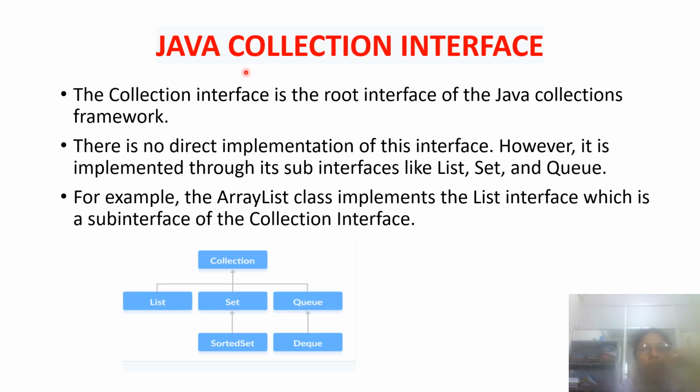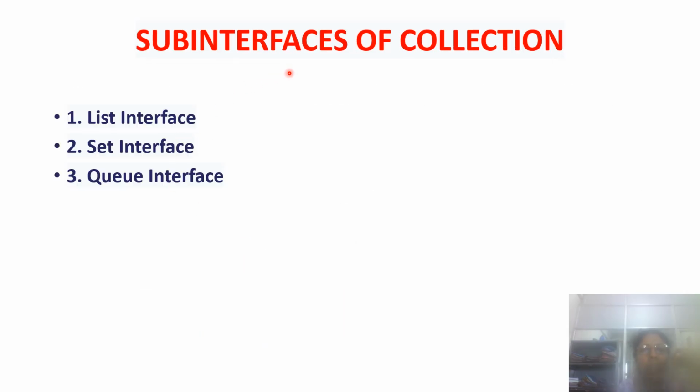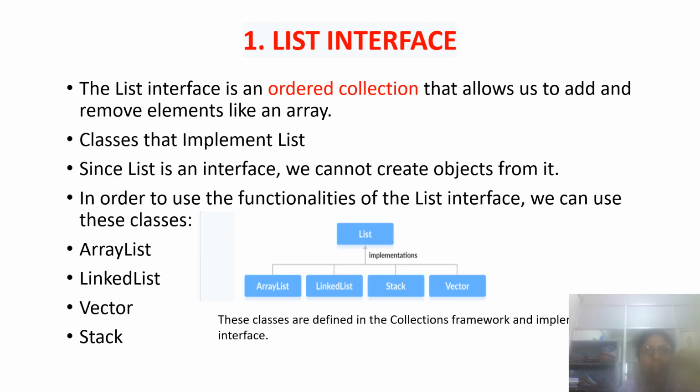Then we can move on to the Java Collection interface. The Collection interface is the root interface of the Java collection framework. This is the root interface, and there is no direct implementation of this interface. However, it is implemented through sub interfaces. Here List, Set and Queue are called the sub interfaces. For example, the ArrayList class implements the List interface, which is a sub interface of the Collection interface. The sub interfaces of Collection are the List interface, Set interface and Queue interface.